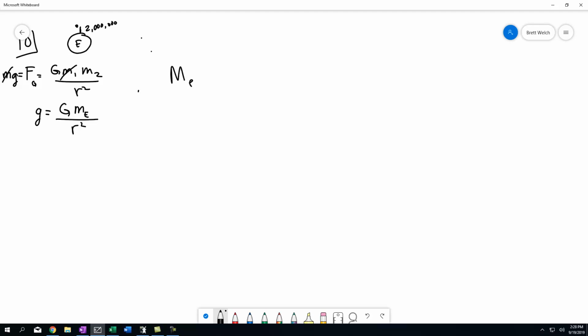So the mass of the Earth, roughly speaking, is 5.98 times 10 to the 24th kilograms. Now we measure in kilograms when we're talking about mass. So this number is ready to go the way that it is.